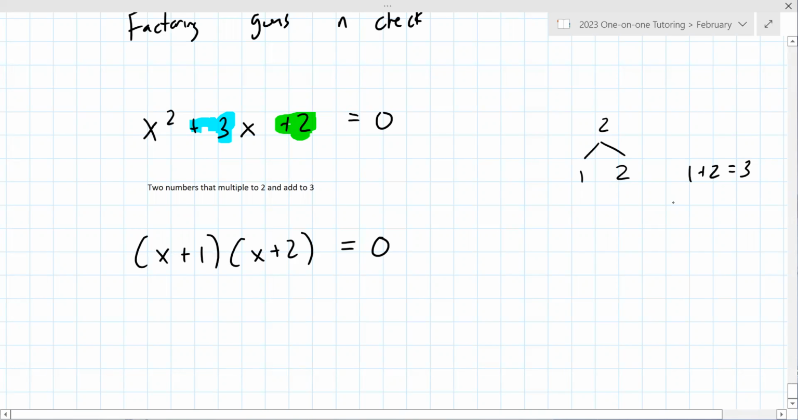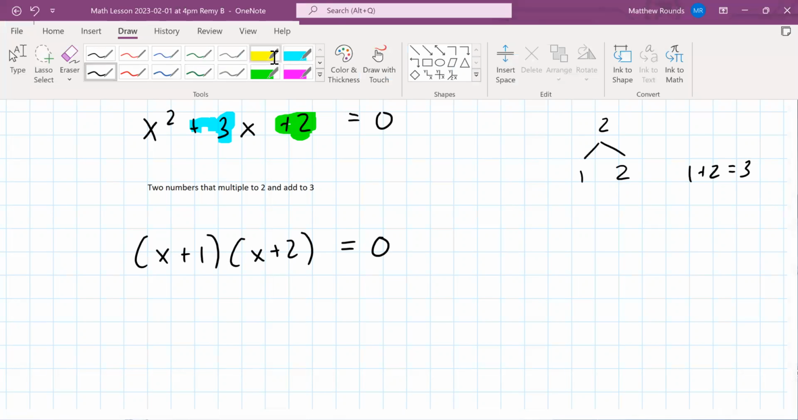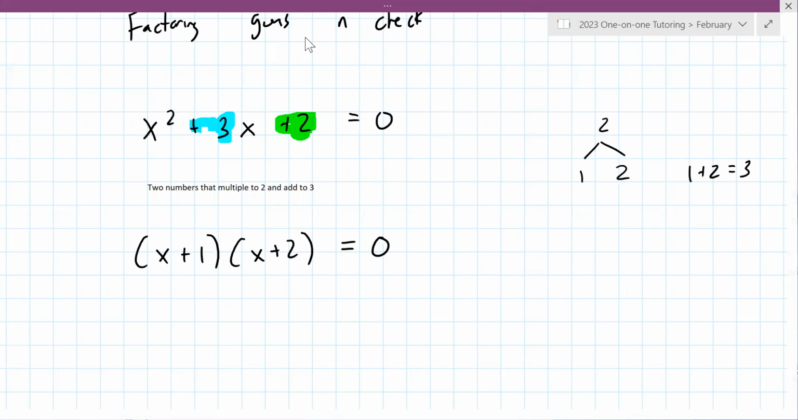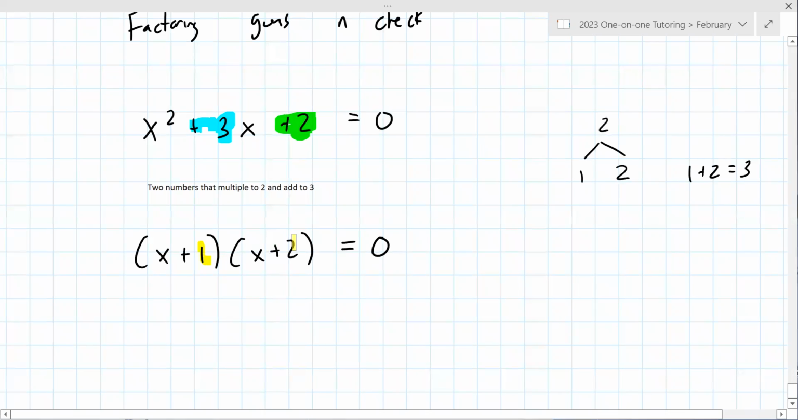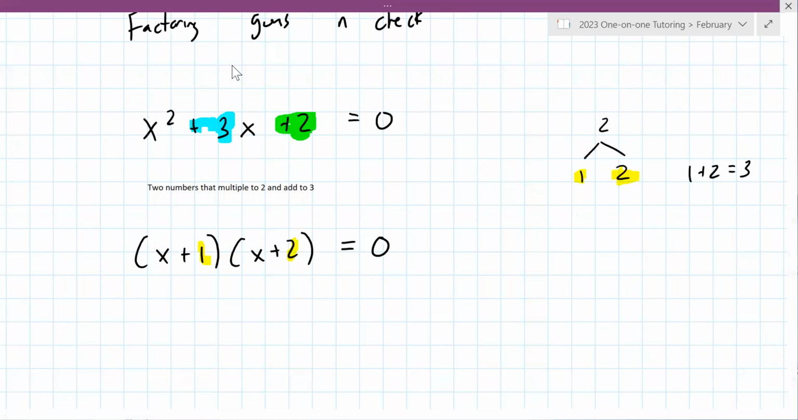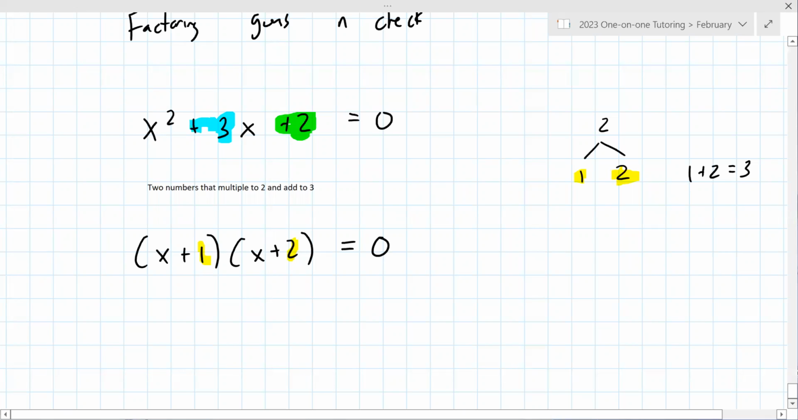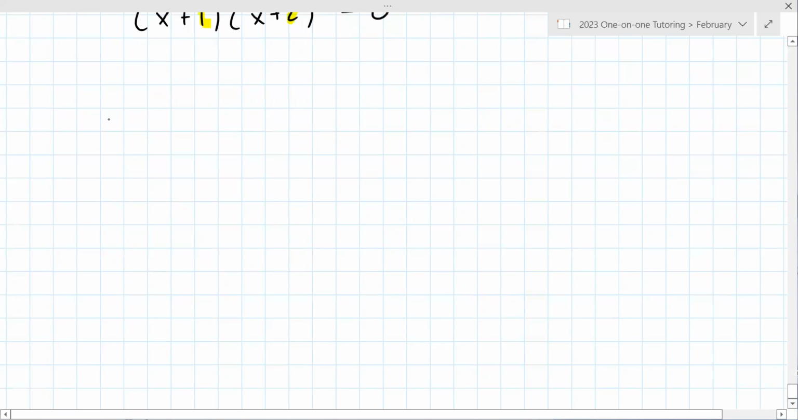So notice, see where the 1 and the 2 came from? That's critical here. The 1 and the 2 come from over here. Now you might think, okay, I got it, you just do that. Well, what if there's more? What if I give you x squared plus 7x plus 10 equals 0? Now you're focusing on the 10. Two numbers that multiply to 10 but add to 7.